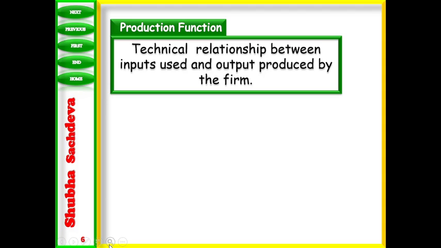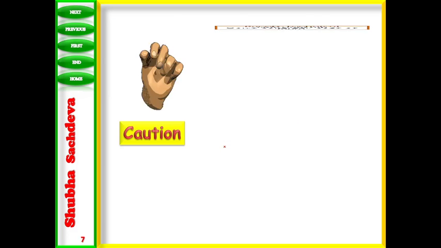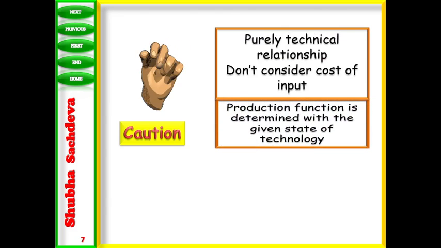What is production function? Production function is the technical relationship between input used and output produced. कितना हमारा input लग रहा है, उससे कितना हमारा output आ रहा है. The functional relationship, or you can say the technical relationship, between the input and the output is known as the production function. Now you can see that this is the output, this is the functional relationship of x1 and x2. x1 means the fixed factor and x2 is the variable factor. Here we'll talk about the short run. Now what is the caution?